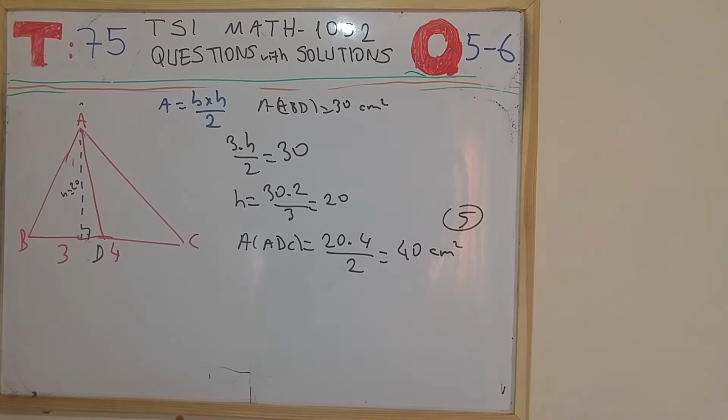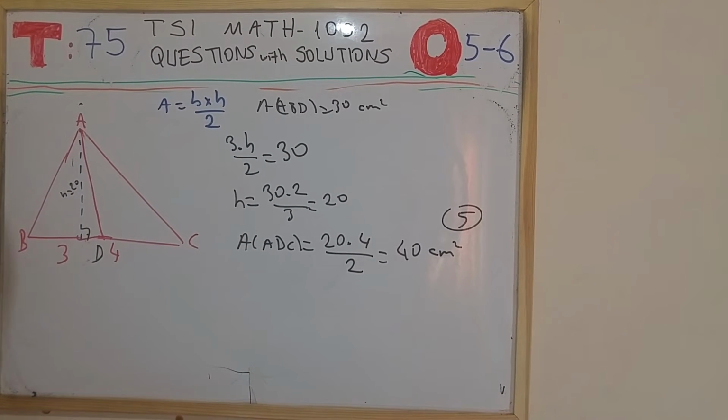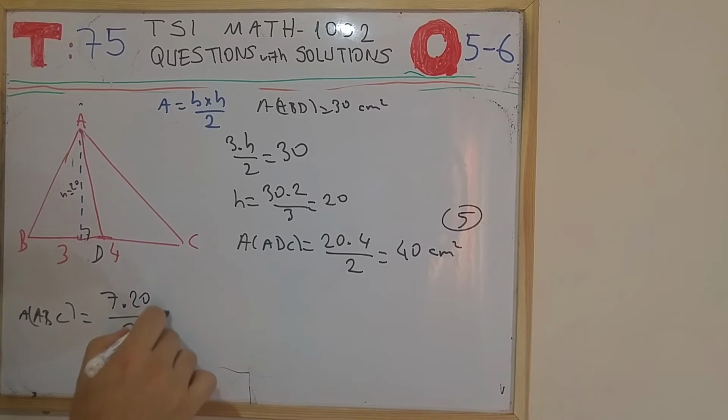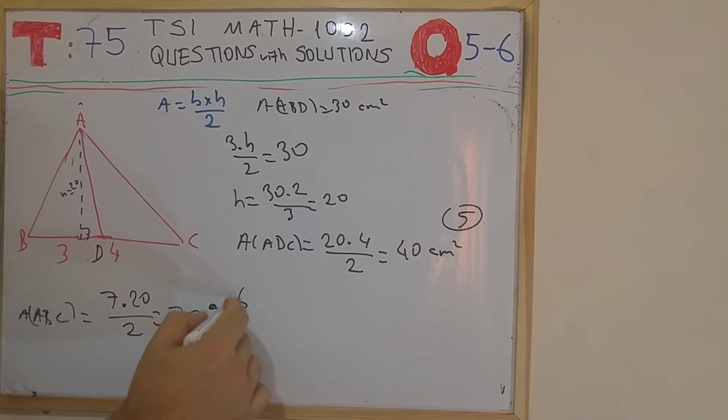Now let's go to question number 6. What they are asking for in question number 6 is the area of ABC. Similarly, the base for ABC is 3 plus 4, 7. So what I need to put is 7 here instead of base, and the height is again 20. When I divide it by 2, the result comes out to be 70 square centimeter. This is the answer for 6th question.